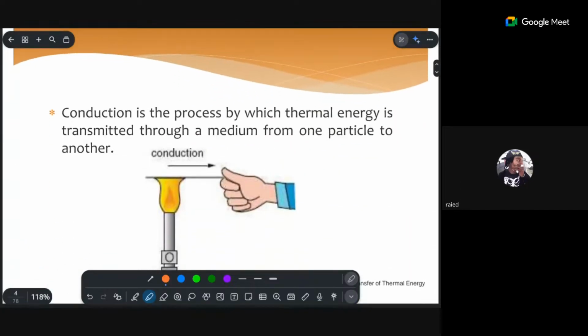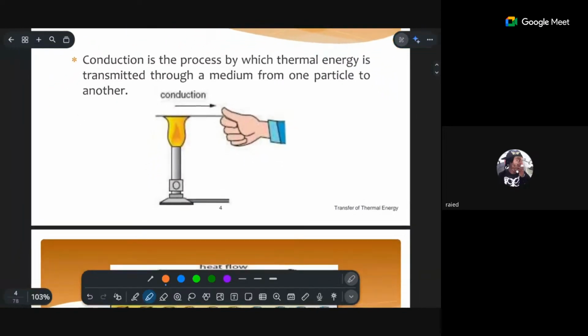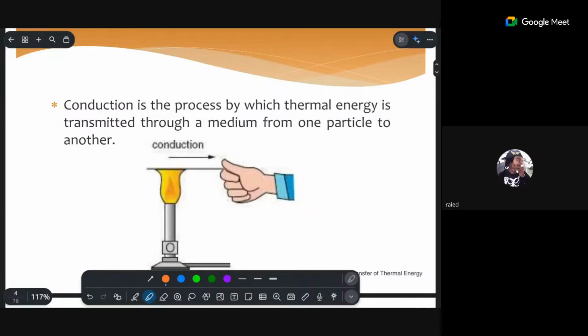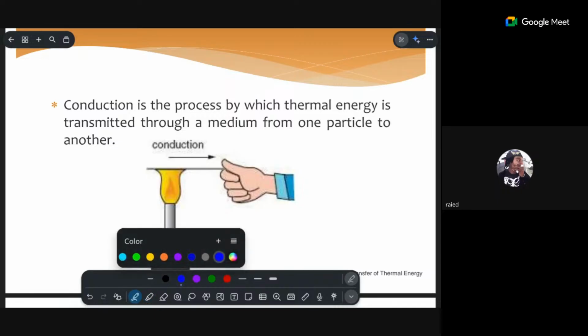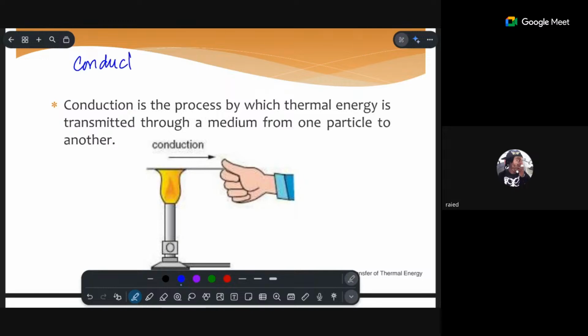So what is conduction? Basically, conduction is the process of thermal energy transfer by which the energy is transferred through the medium from one particle to another due to vibration of particles. This is very simple to understand: conduction is due to vibration of particles. Vibration takes place only in solids, so this mode of heat transfer is applicable only in solids. It is very important that solids are good conductors as compared to liquids and gases.